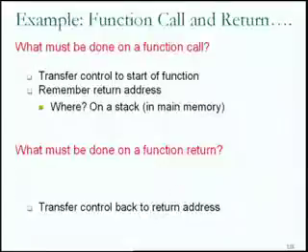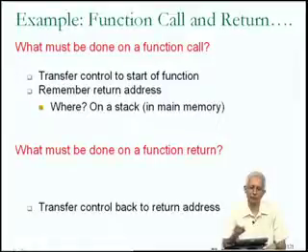So the stack seems to be fairly easy to understand. So let's go back to the function call and return. This is where we were. We understood that as part of function call, I have to transfer control and remember return address on the stack. As part of function return, I have to transfer control to that return address. What else has to be done?